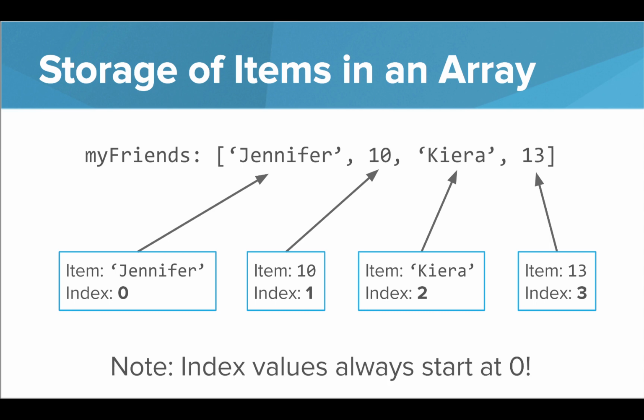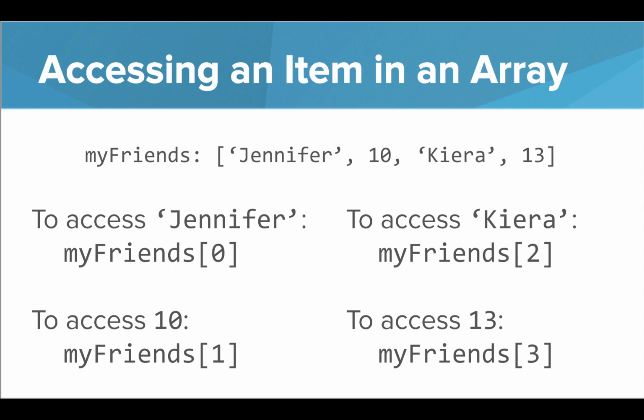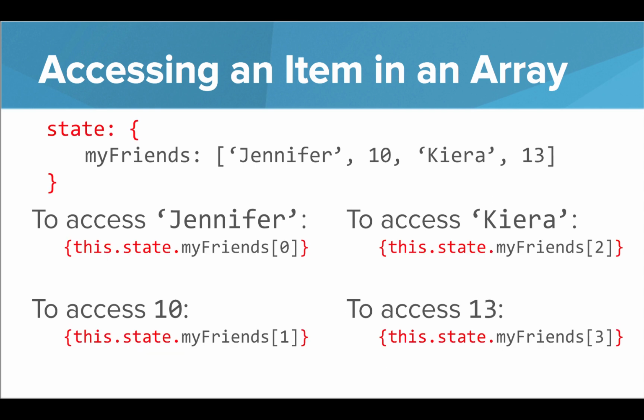It is very important to remember that our index values always start at 0, so even though our list contains 4 items, our index values only go from 0 to 3. To access an item in an array, we simply state the name of the list and then the index value we want to call in square brackets. In React Native, though, we usually will have this list stored inside a state variable, so to access it, we'd need to use this.state before calling and indexing the list My Friends. Let's take a look at using arrays inside our apps.